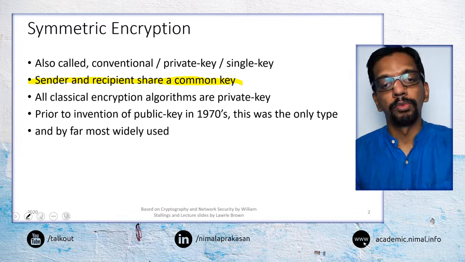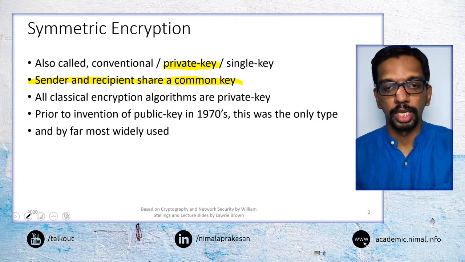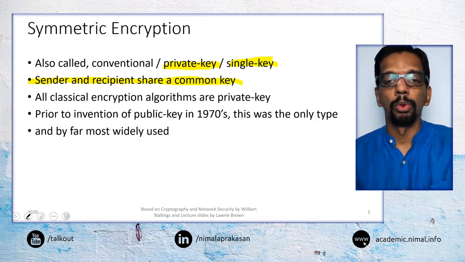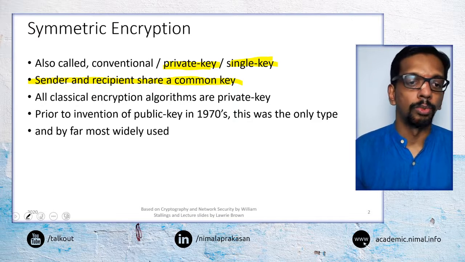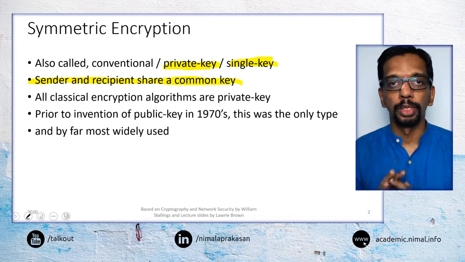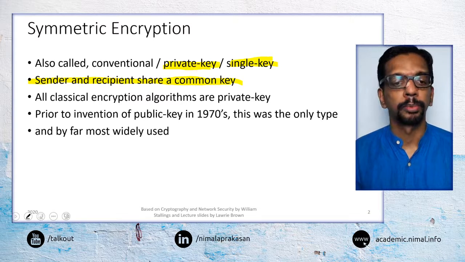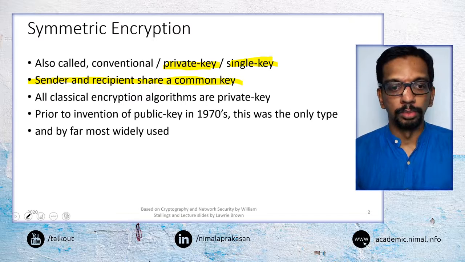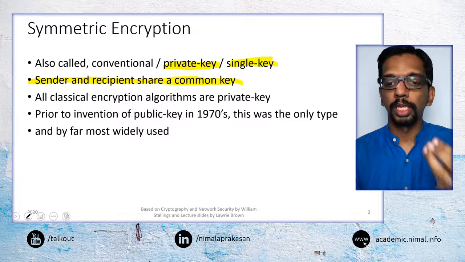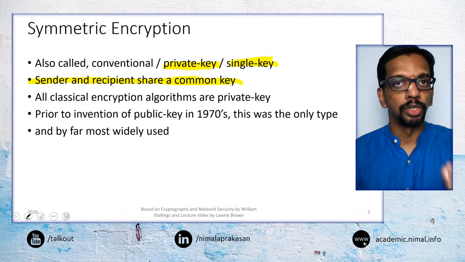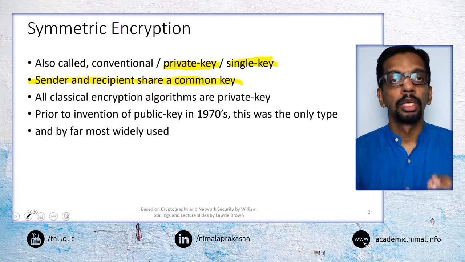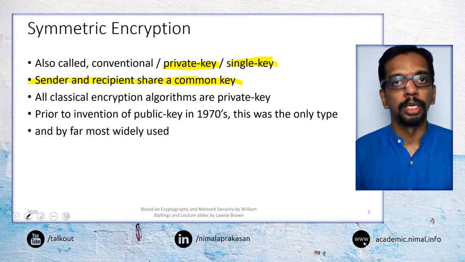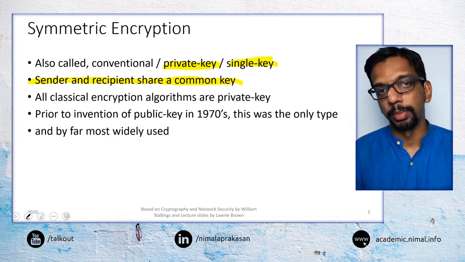That is the reason why we call it a private key. The key is the one that we will keep private, and also a single key, so there is only one key that is shared between the sender and the recipient. All the classical encryption algorithms, that is, all the algorithms that predated the invention of public key cryptography around the 70s, are private key cryptography or private key encryption methods.